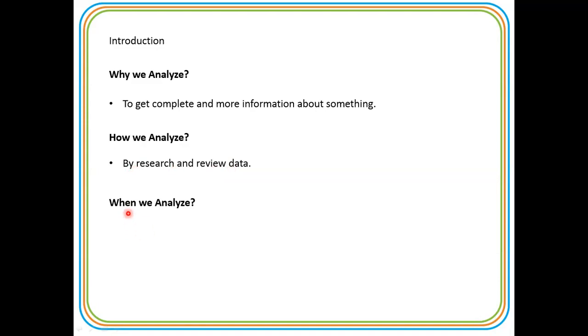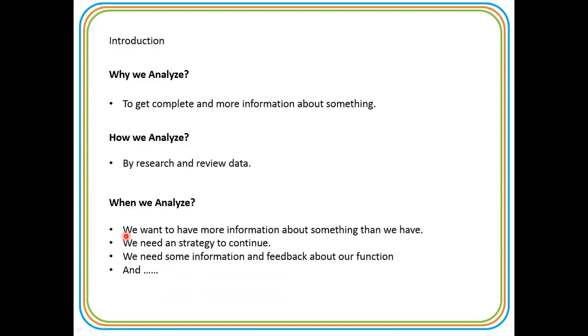The third main question is when we analyze. When we want to have more information about something that we have. The second answer is we need a strategy to continue. We analyze something and plan a strategy, and we want to check this strategy for the future. We need some information and feedback about our function. And of course, we have other answers, and you can add them to this question.